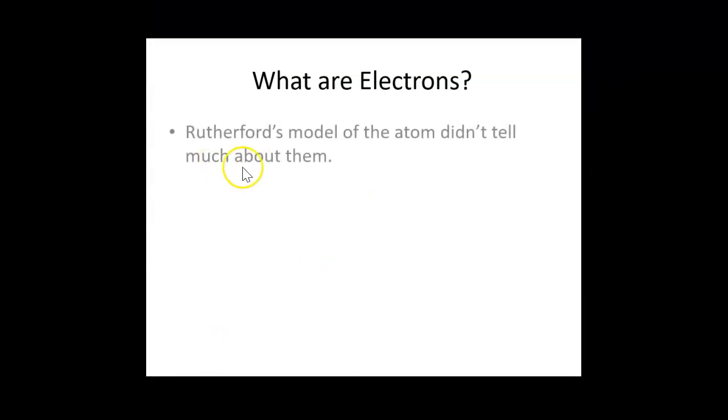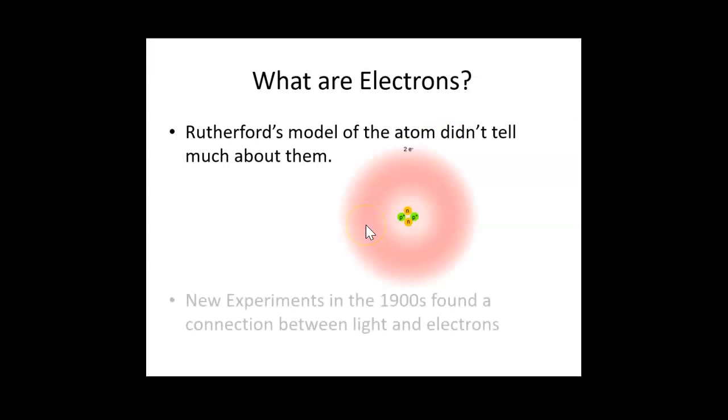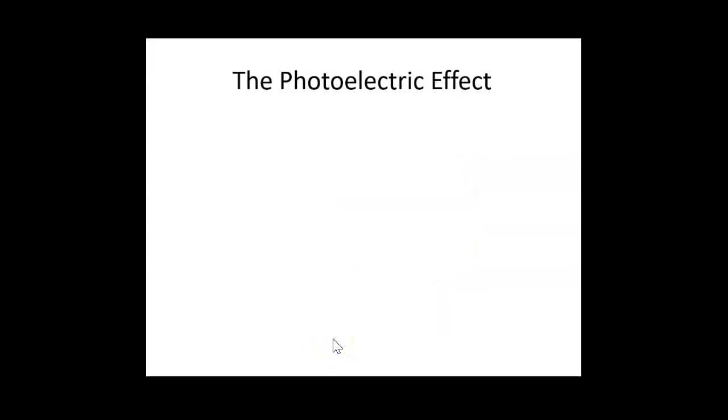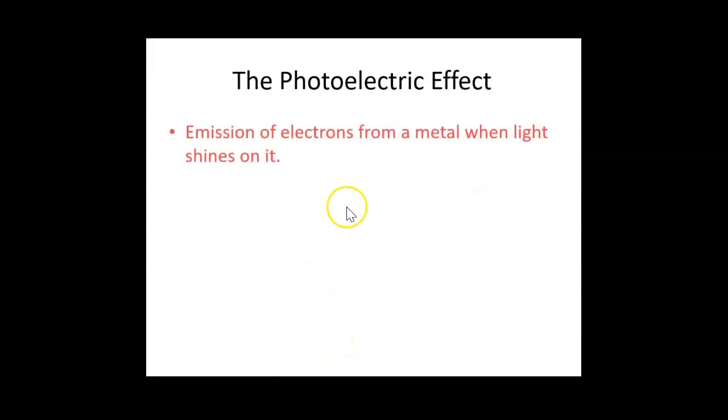So as a review, what are electrons? We know that Rutherford's model of the atom didn't tell us much about them because he discovered the nucleus. However, new experiments in the 1900s found a connection between light and electrons, which is where the photoelectric effect comes into play.